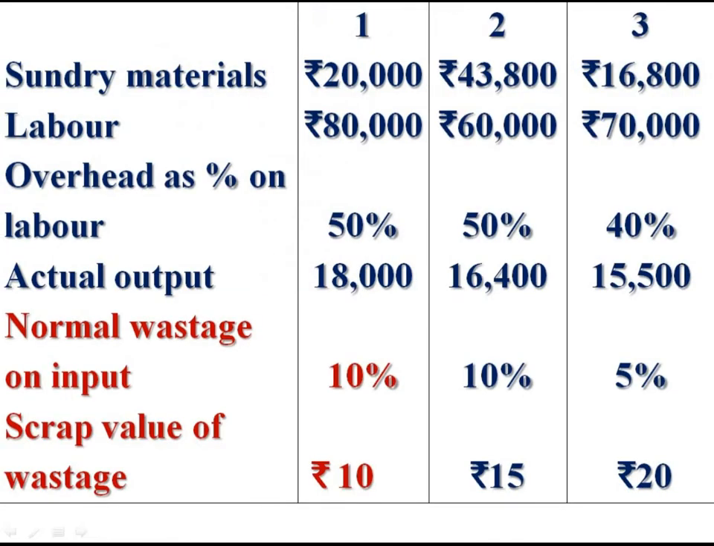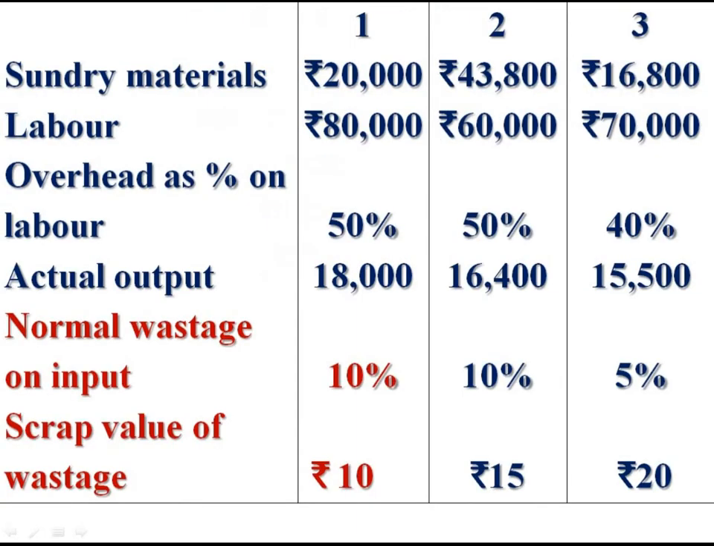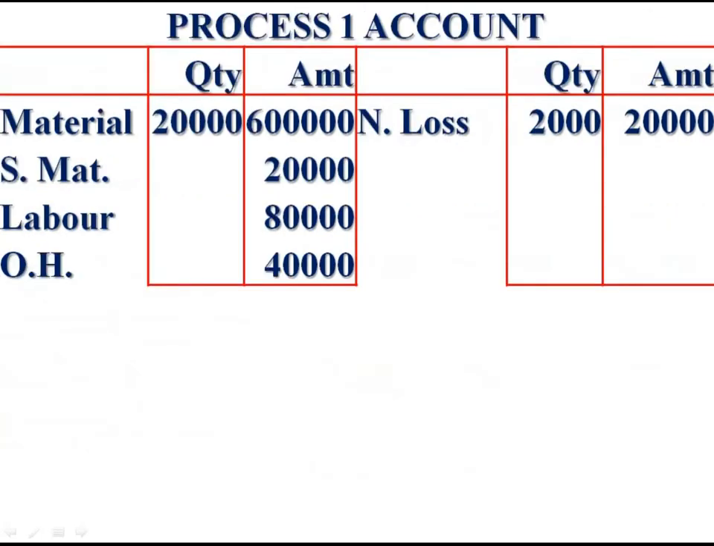Normal wastage on input 10%. It is normal loss. Scrap value of wastage rupees 10. These are to be credited. Normal loss: 20,000 input, 10%, 2,000 units. The percentage of normal wastage on input 10%. Therefore 20,000 into 10%, 2,000 units. Scrap value rupees 10. 2,000 into 10, rupees 20,000. It is to be credited. Normal loss 2,000 units, rupees 20,000.